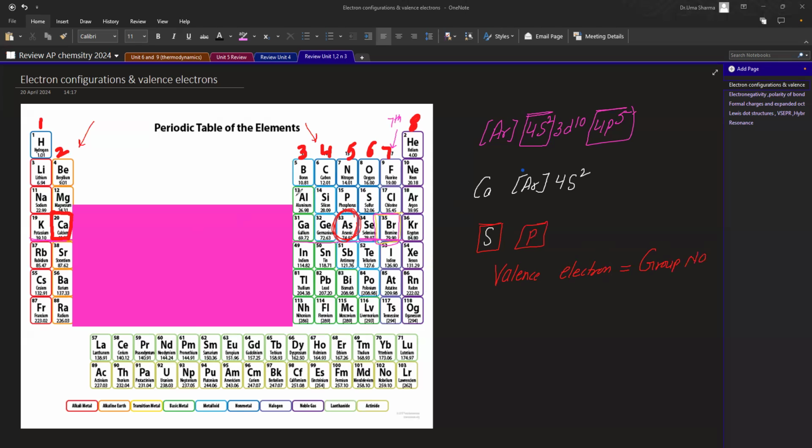Can we write down the configuration of aluminum? Aluminum. So all of you, please give me the electron configuration of aluminum.